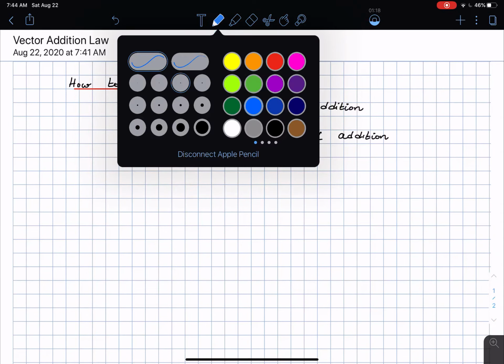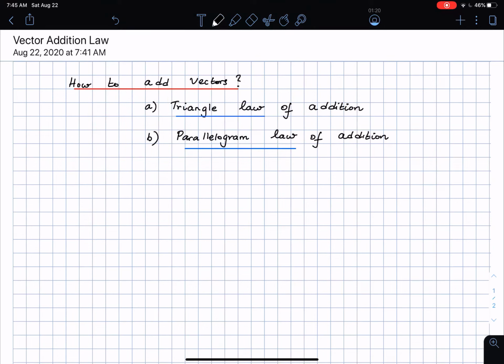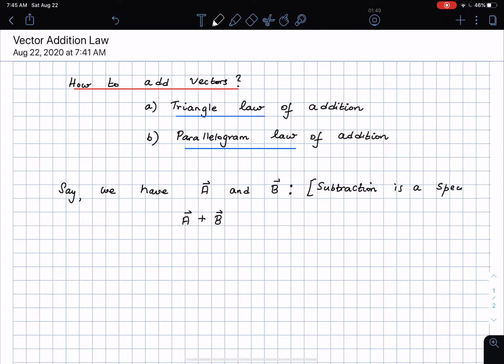Before we go to the triangle or the parallelogram law, say we have vector A and vector B. Then the addition of vector A and B. And subtraction is nothing but a special case of addition, so I just want to make a note of that. There is nothing special about subtraction.